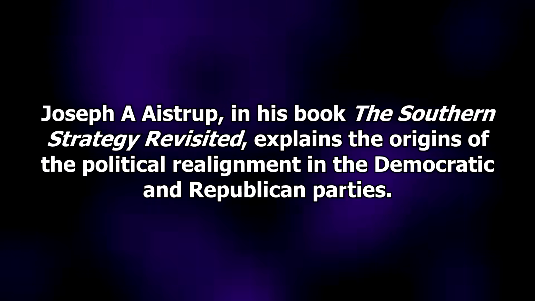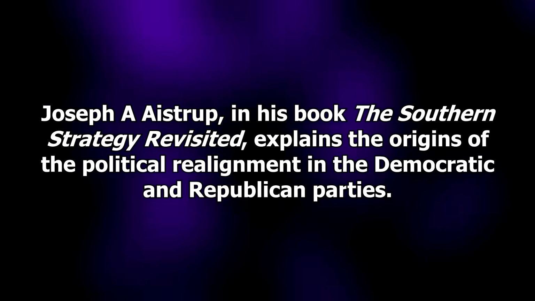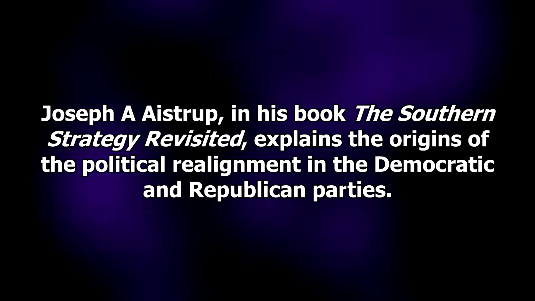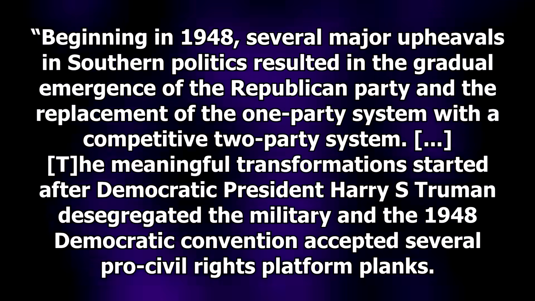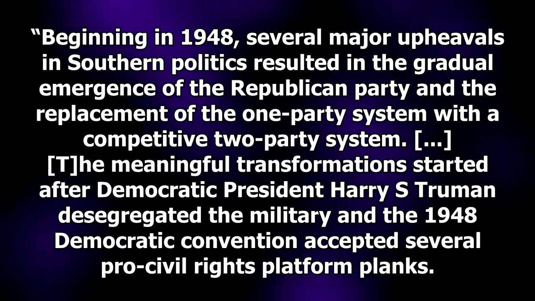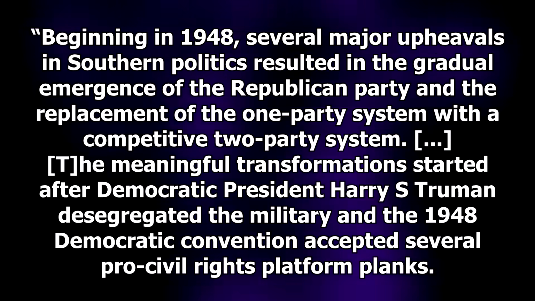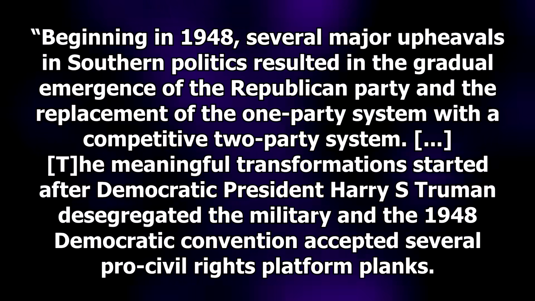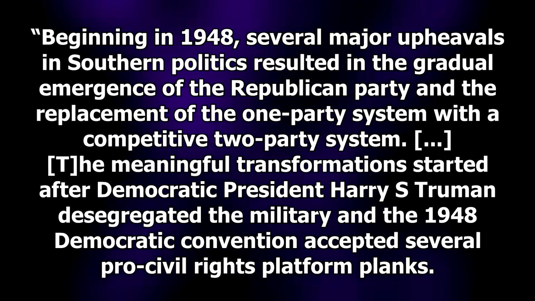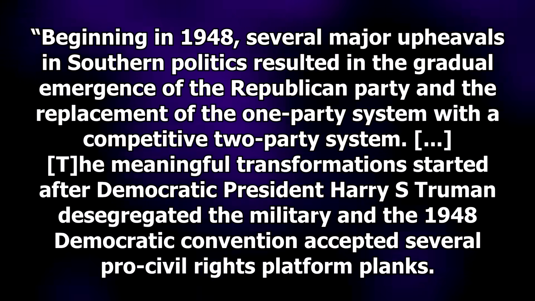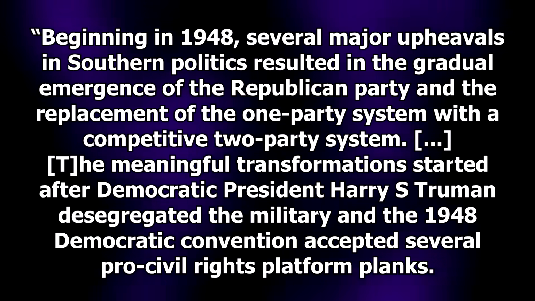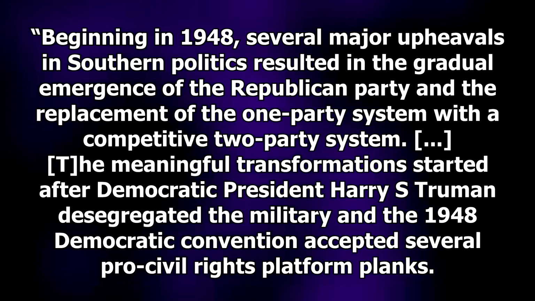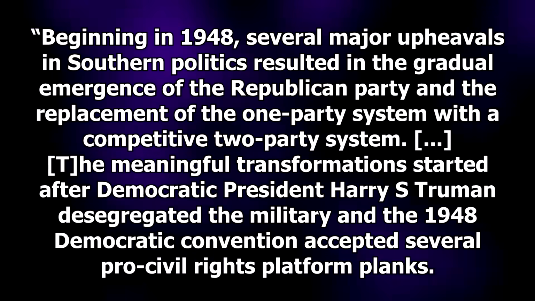Joseph A. Aistrup, in his book The Southern Strategy Revisited, explains the origins of the political realignment in the Democratic and Republican parties. Beginning in 1948, several major upheavals in Southern politics resulted in the gradual emergence of the Republican Party and the replacement of the one-party system with a competitive two-party system. The meaningful transformation started after Democratic President Harry S. Truman desegregated the military and the 1948 Democratic Convention accepted several pro-civil rights platform planks.